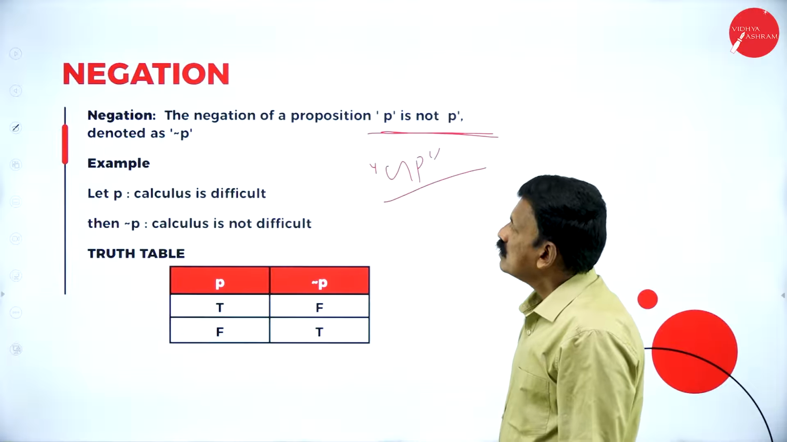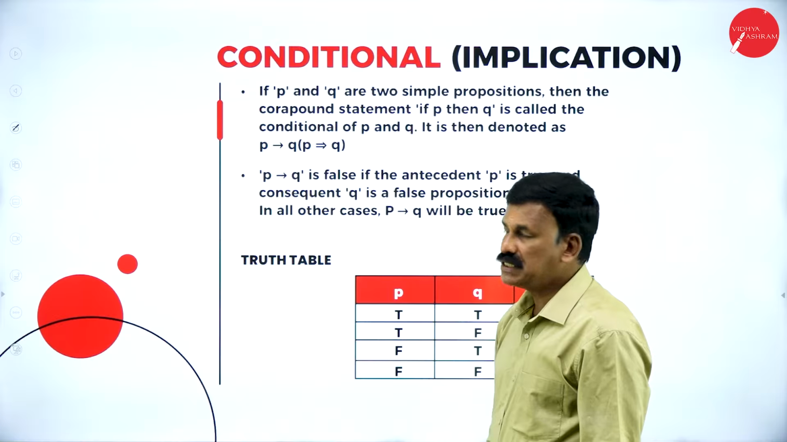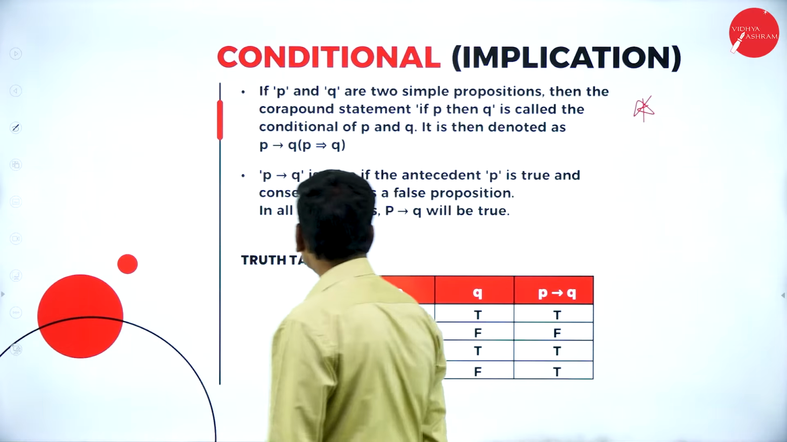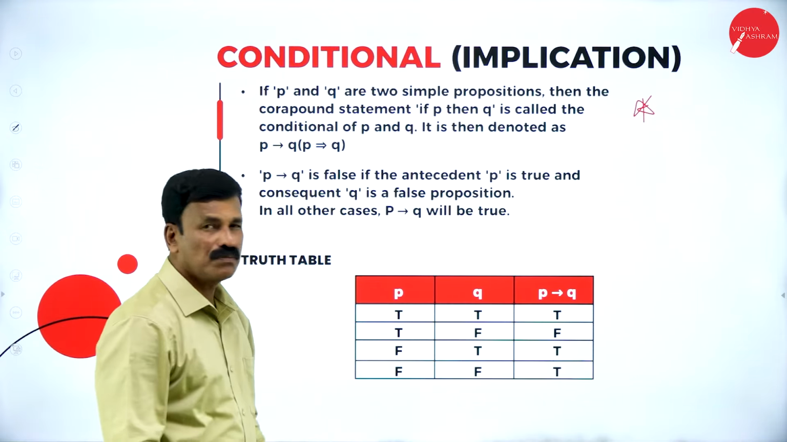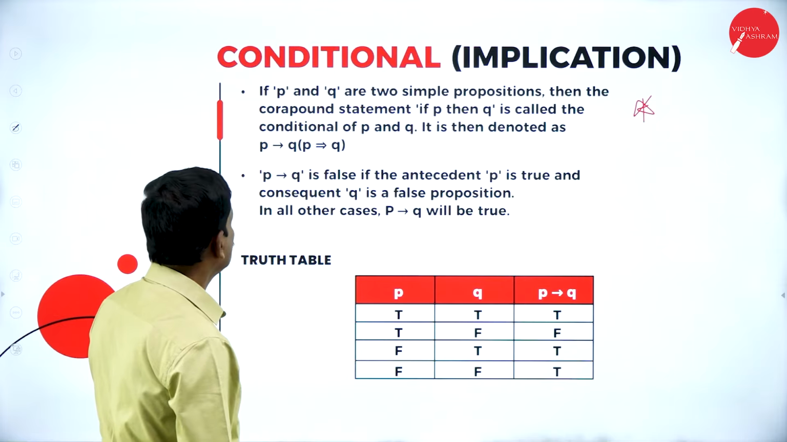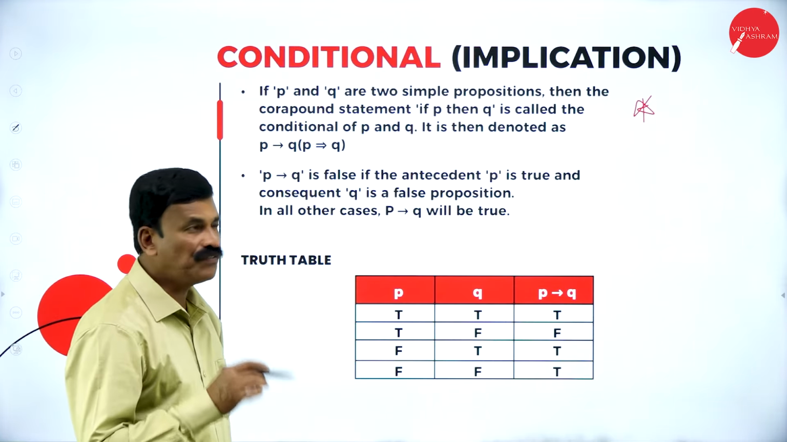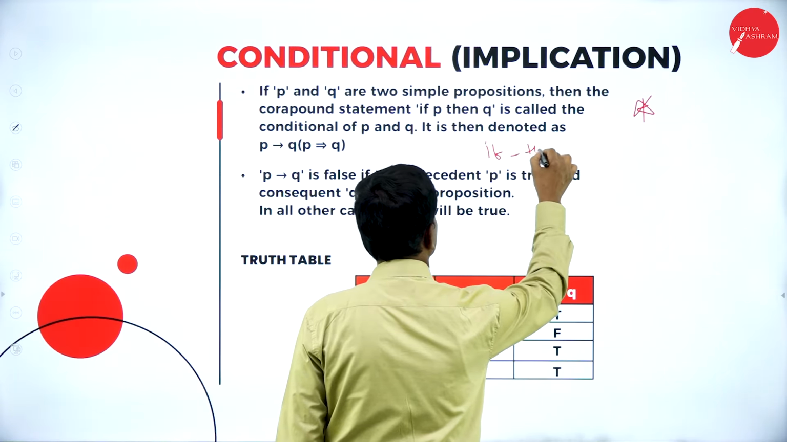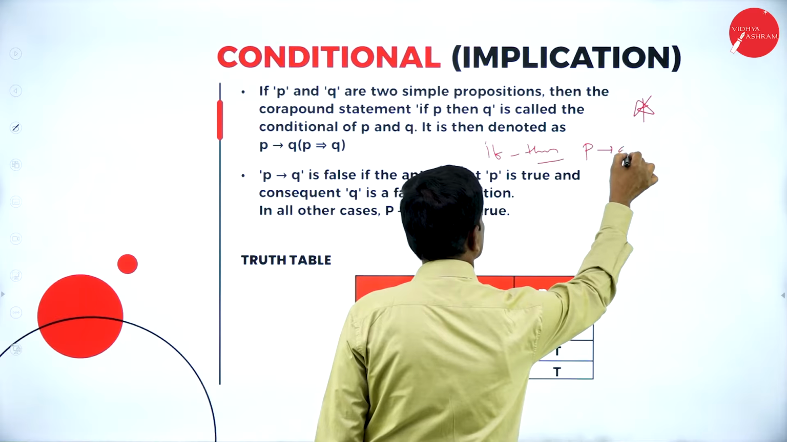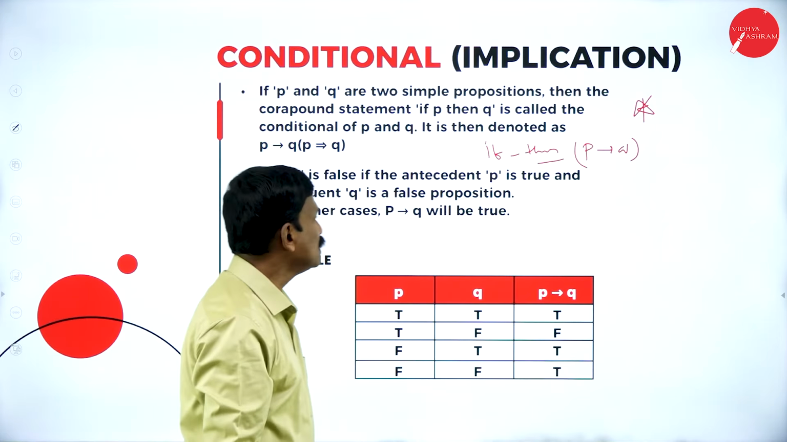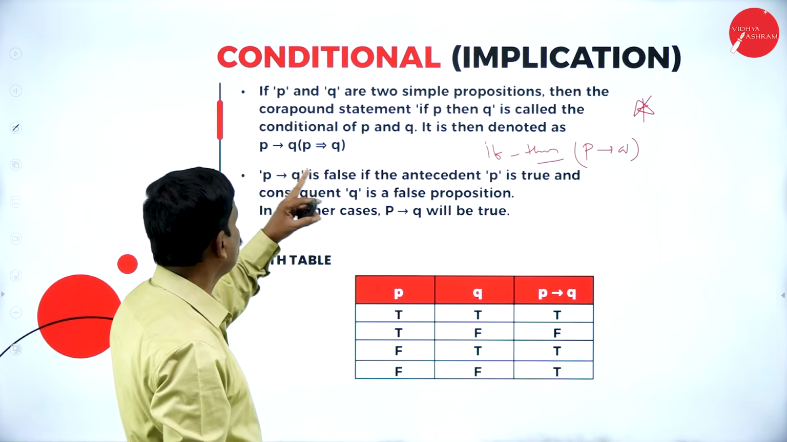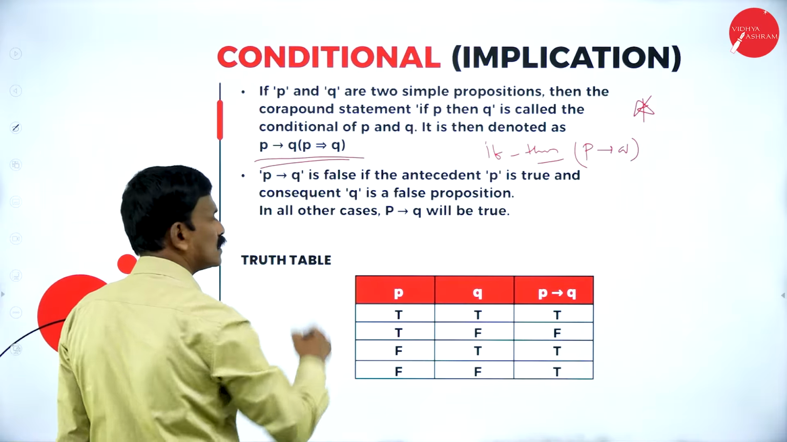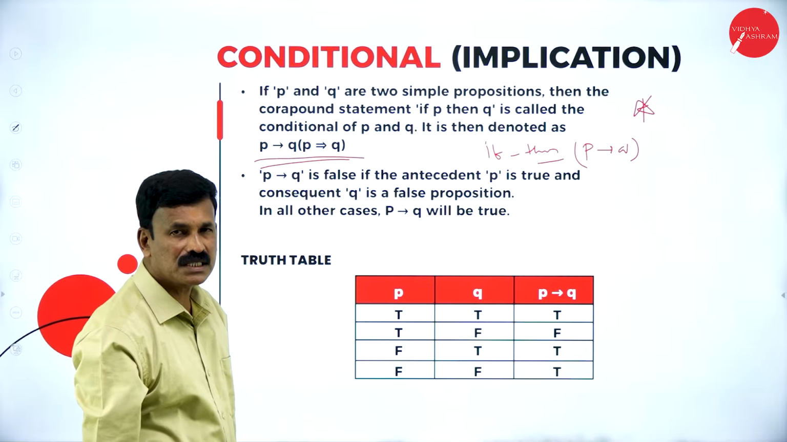Now, move on to the next connective, that is the conditional statement. This is also very important. If P and Q are two simple propositions, then the compound statement "if P then Q" uses if-then and is denoted as P → Q, with one arrow mark. If P then Q is denoted as P → Q. This is the representation of a conditional statement.